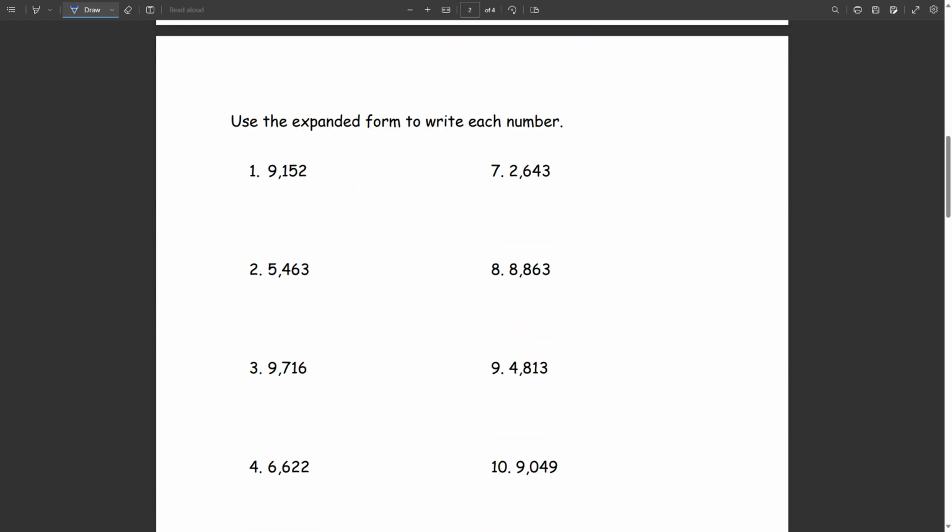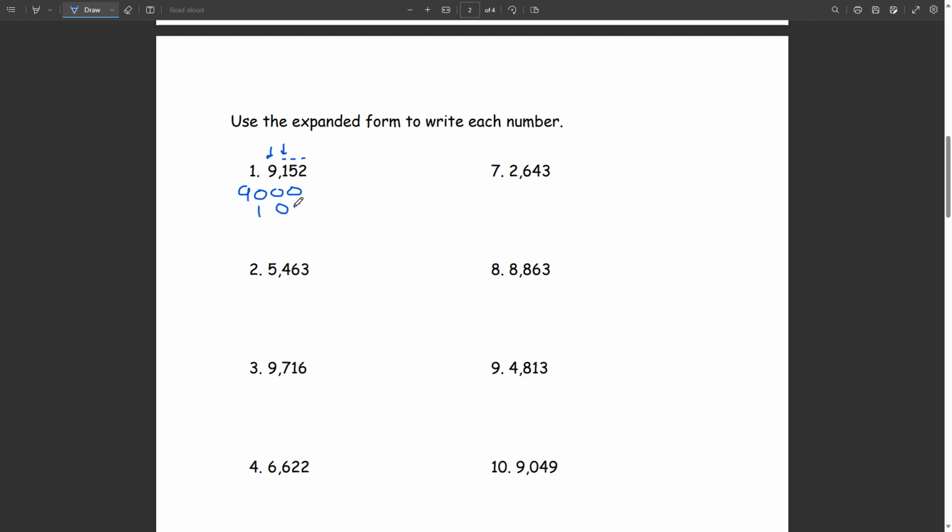Next page, we're going to use expanded form to write each number, right? So expanded form is just separating everything out by their places. So this is 9,152. So we can do this by doing 9,000, which is 9 with 3 zeros here. So 9, and then the 1, 2, 3, right? And the next is the 1 here. So 1, and there's 2 after it.